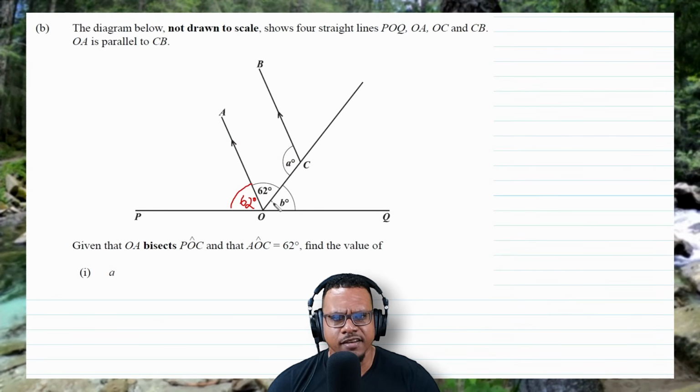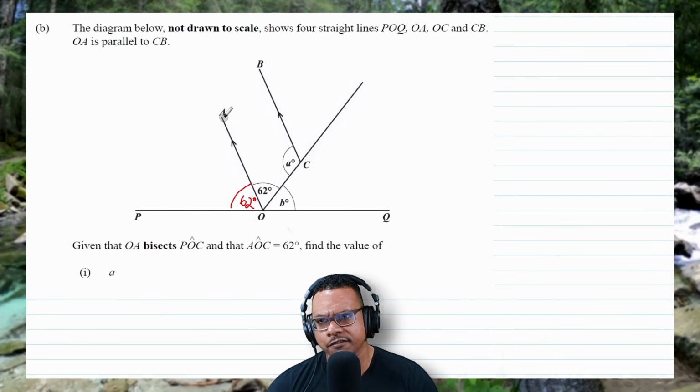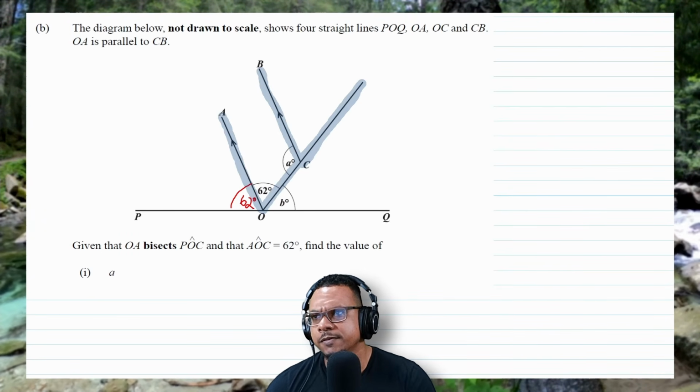Now, when we have parallel lines, we look for alternate or corresponding angles. So, the alternate angles, we look for the shape, the Z shape, and the corresponding angles, you look for the F shape. So, I'm seeing an F here. All right, so let's see what we have. So, if here is 62 degrees, then this angle right here would also be 62 degrees. Because those will be corresponding angles.